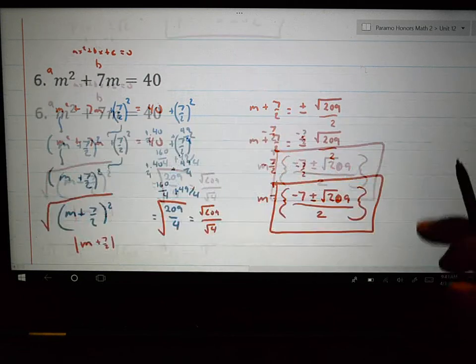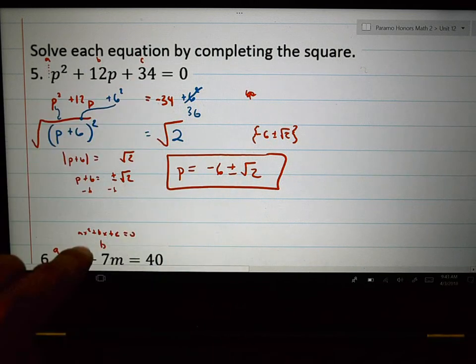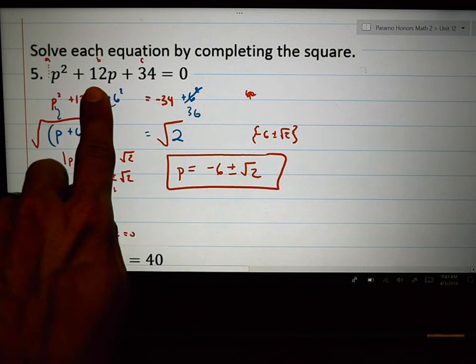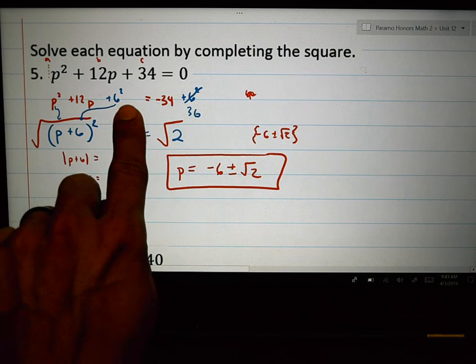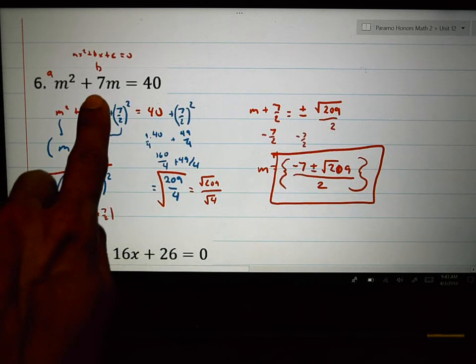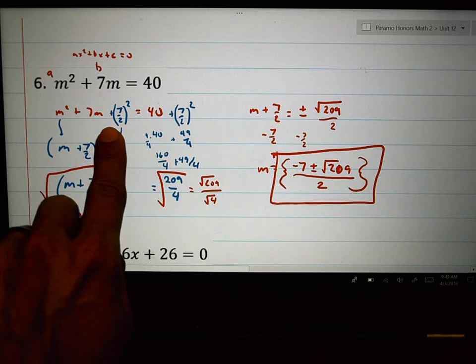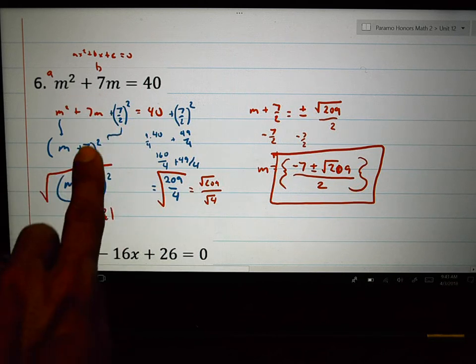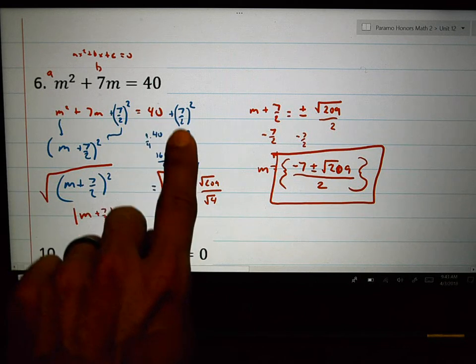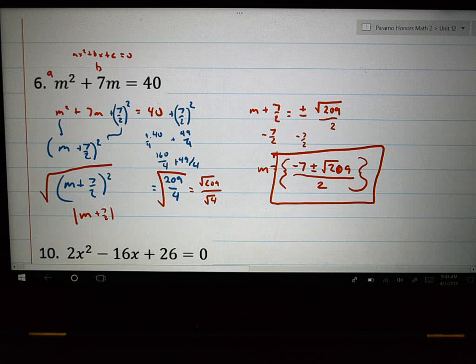So let's just go back to number 5. The biggest difference between number 5 and number 6: in number 5, when you did half of b squared, 6 squared was easy to do. But in number 6, half of 7 was hard to do, so we did it as a fraction, which still factors perfectly. It's just that on this side you had to find a common denominator first, and so that got a little messy, but still doable.